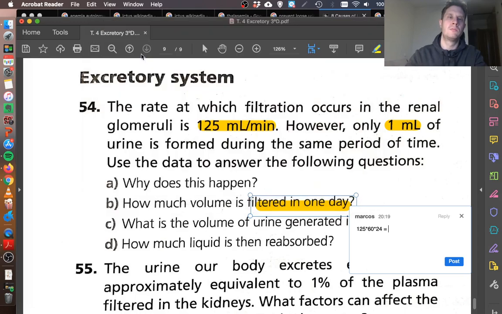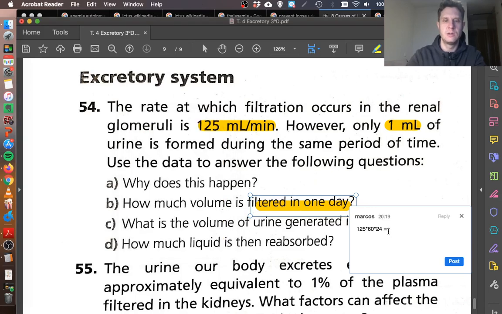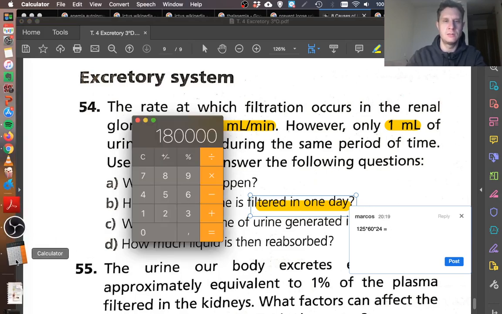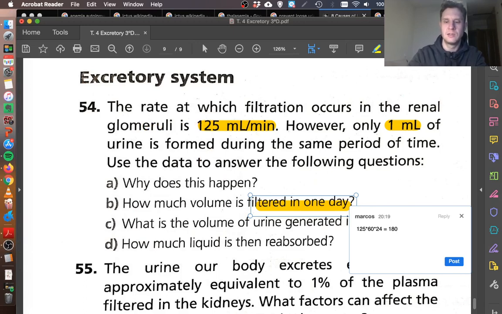So what we have is 125 multiplied by 60, which is 1 hour, and in 1 day we have, wow, that's a lot. 180,000 milliliters, which means that we have 180 liters of blood filtered per day. Okay, that's a lot.